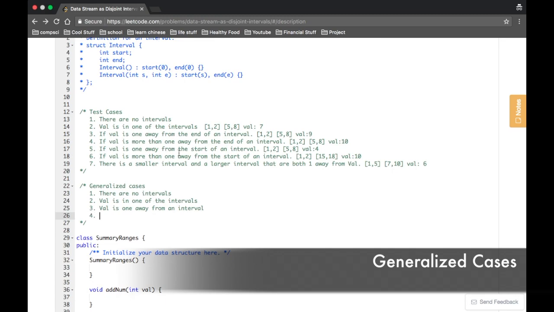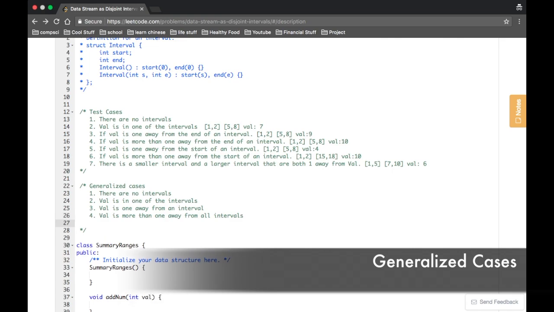Then there's if val is more than 1 away from the end of the interval, if val is more than 1 away from the start of the interval. You can say val is more than 1 away from all intervals. And then there are 2 intervals that are 1 away. So basically the same as there's a smaller interval and a larger interval.